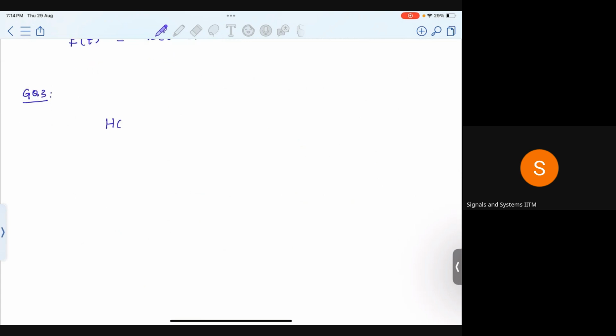Okay, so H of s is given as s square plus 5s plus 8 divided by s plus 2, where the ROC is given as real part of s is greater than minus 2. Now you're supposed to find the inverse Laplace transform. So how do we go with this?